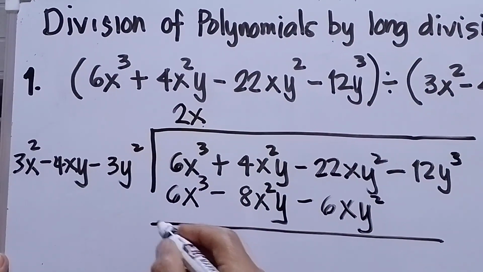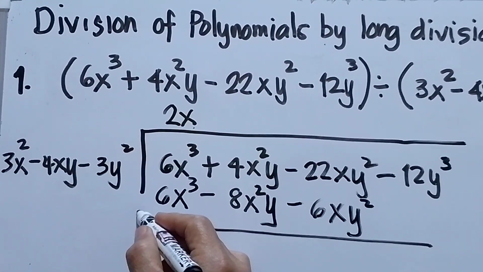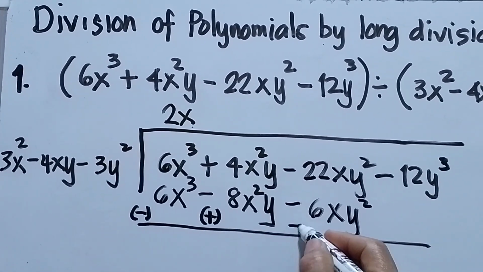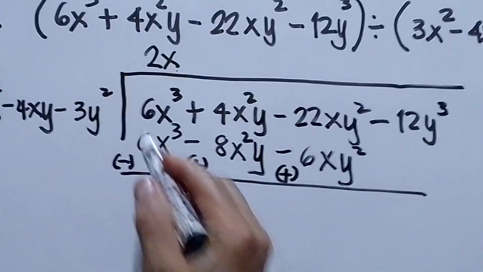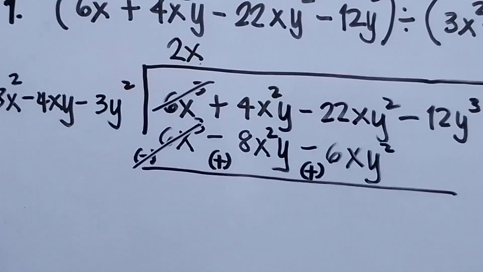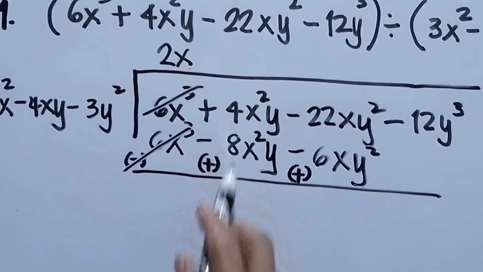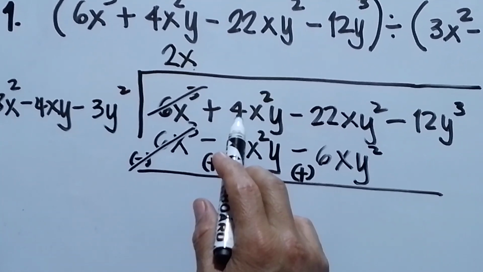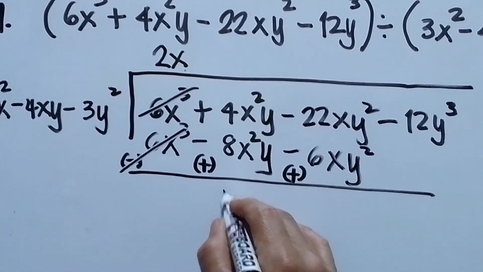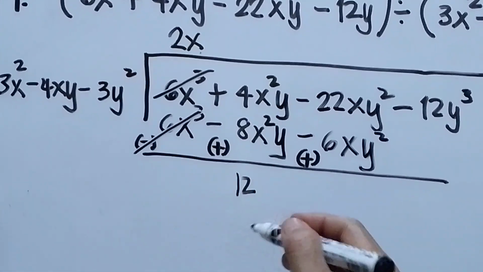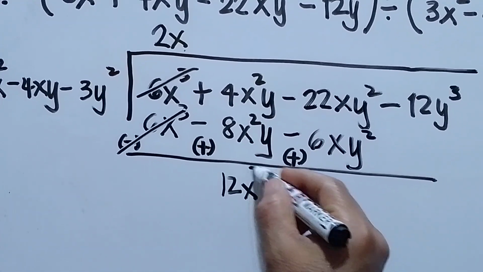Next, I need to change the sign of the product. This will be minus. This will be plus. And then this will be plus. So 6x cubed minus 6x cubed, cross out. Then I need to combine this one since they have the same sign. 4 plus 8 is 12. The sign is positive because plus and plus. Then copy x squared and then y.